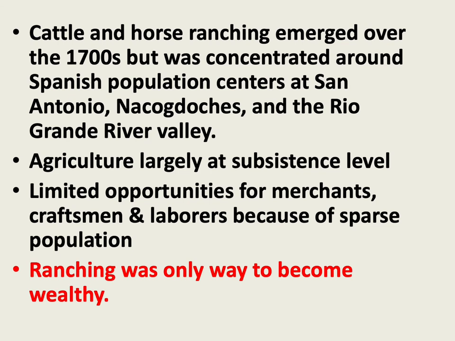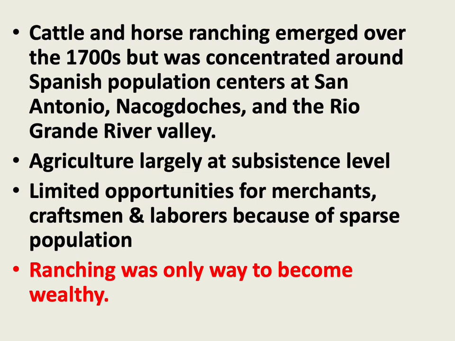Now, the industry for which Texas became famous, and we'll look at a lot over the course of cattle and horse ranching, really started during the 1700s. And it was really concentrated around the Spanish population centers at San Antonio, Nacogdoches in eastern Texas, and the Rio Grande River Valley in the south. There was really no large-scale agriculture at that time in the state because most of the state is very arid. So most of the agriculture was largely at the subsistence level.